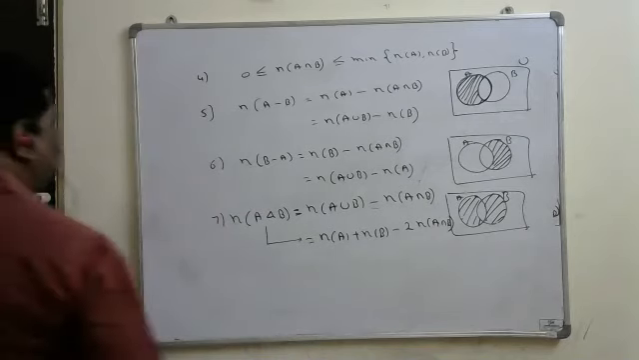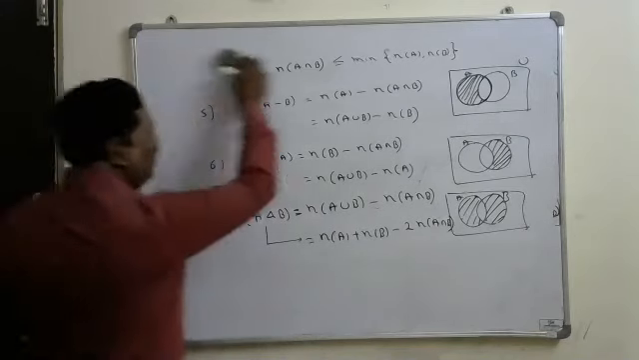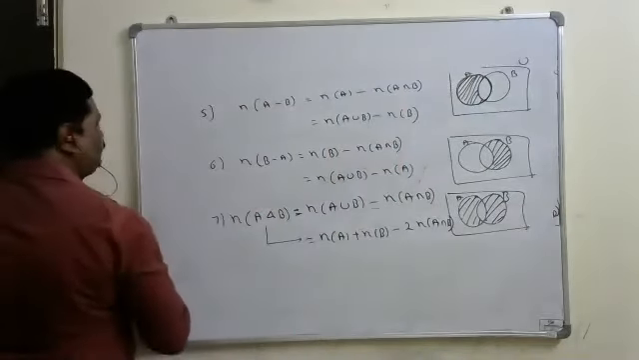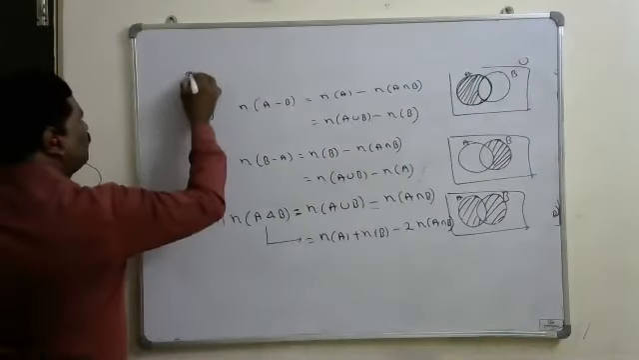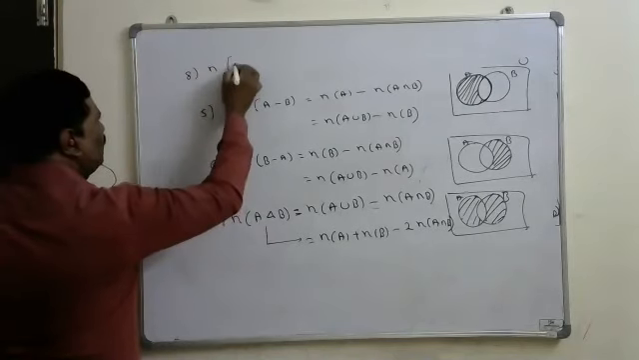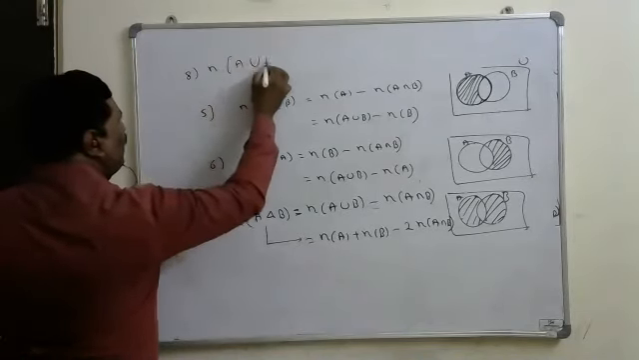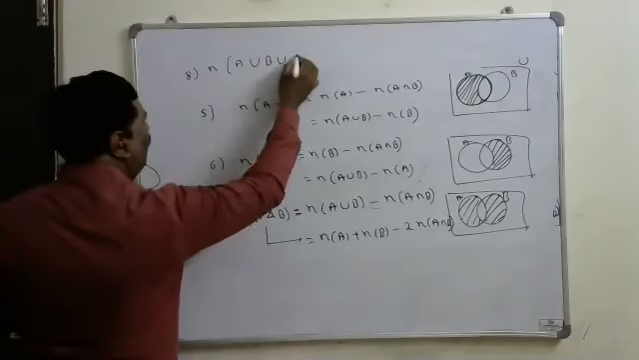Okay. Next, we'll take one more formula. Suppose there are three sets, and I want to find the number of elements in either A or B or C.